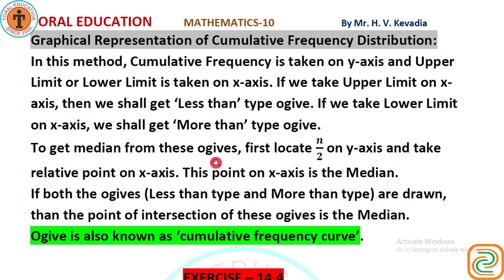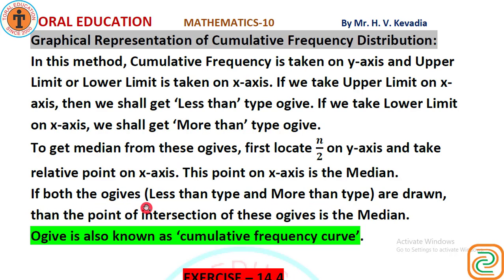To get the median from these ogives, first locate n by 2 on the y-axis. N by 2 means total frequency upon 2. First locate n by 2 on the y-axis and take the relative point on the x-axis. This point on the x-axis is the median.